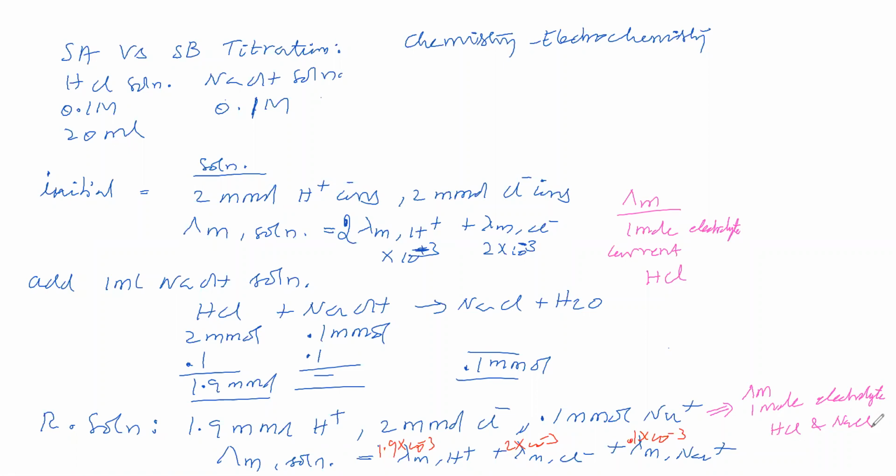HCl and NaCl in the sense that one part will be, suppose HCl is X, then NaCl is 1 minus X. Here, lambda m of the solution means the current carried by 1 mole of electrolyte, the conductance shown by 1 mole of electrolyte. That 1 mole of electrolyte is HCl only. In this case, lambda m means the current carried by 1 mole of electrolyte, and that 1 mole is X moles of HCl and 1 minus X moles of NaCl.